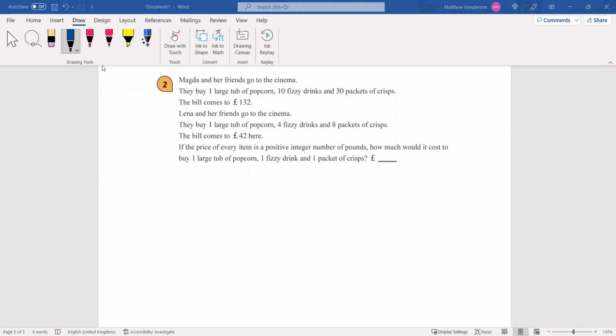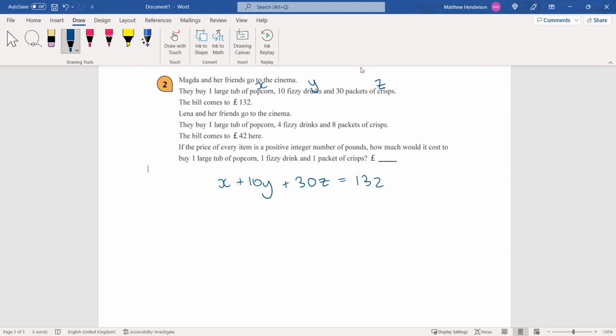This question is slightly different because the numbers we know are the number of items. We don't know the price. So let's call X the cost of a popcorn, Y the cost of a drink, and Z the cost of a crisp. Therefore, the first bill by Magda and her friends costs X pounds for the popcorn, so that's the price times the number. Then we've got 10Y for fizzy drinks. Then we've got 30Z pounds of crisps in total, and that's equal to £132.